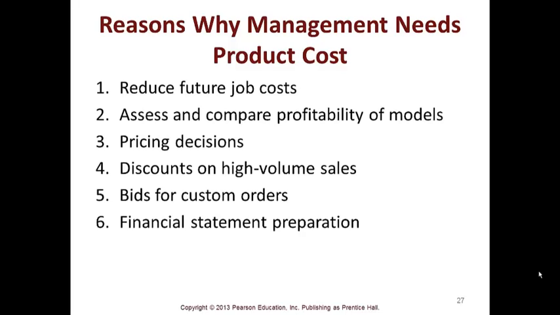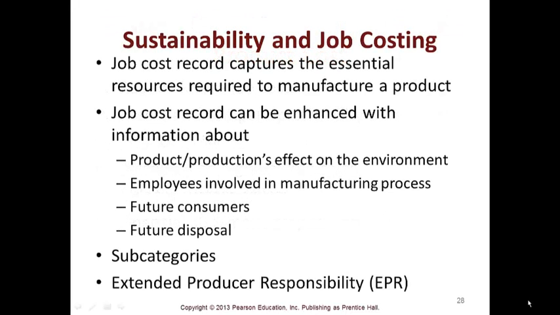So you are now the managerial accountant. You're not the GL accountant. And so it's really important to understand why management is asking for this information. Sustainability in job costing is based on a job cost record must capture the essential resources required to manufacture a product. If your job costing information is wrong, your management will make wrong decisions. A job cost record can be enhanced with information about all these different things: future consumers, future disposal, employees involved in the manufacturing process. All this stuff is really important.